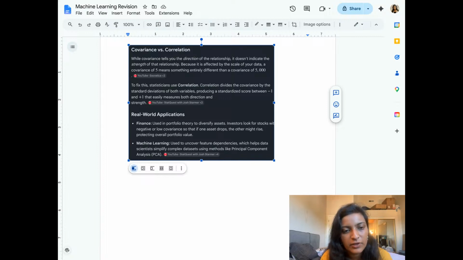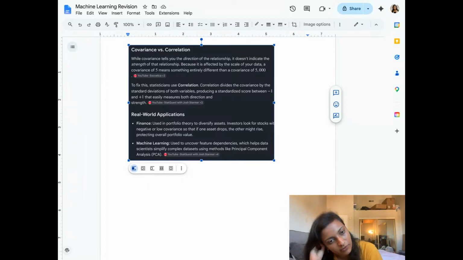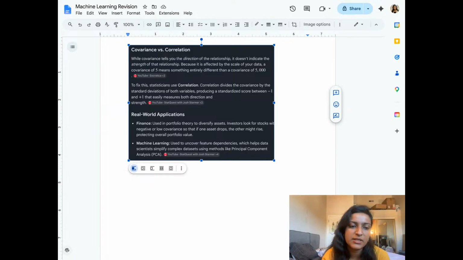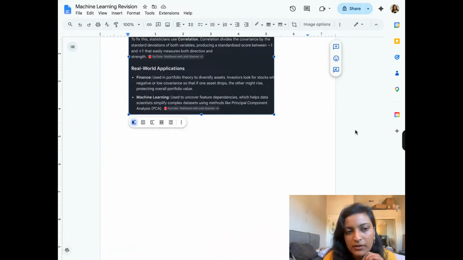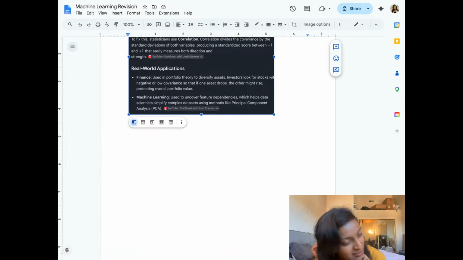In finance, it is used in portfolio theory to diversify assets. Investors look for stocks with negative or low covariance, so if one asset drops, others might rise, protecting the overall portfolio value. It is also used to uncover feature dependencies, which helps data scientists simplify complex data sets, like in PCA. Right, this is interesting. I didn't know that something like this is used for diversification.